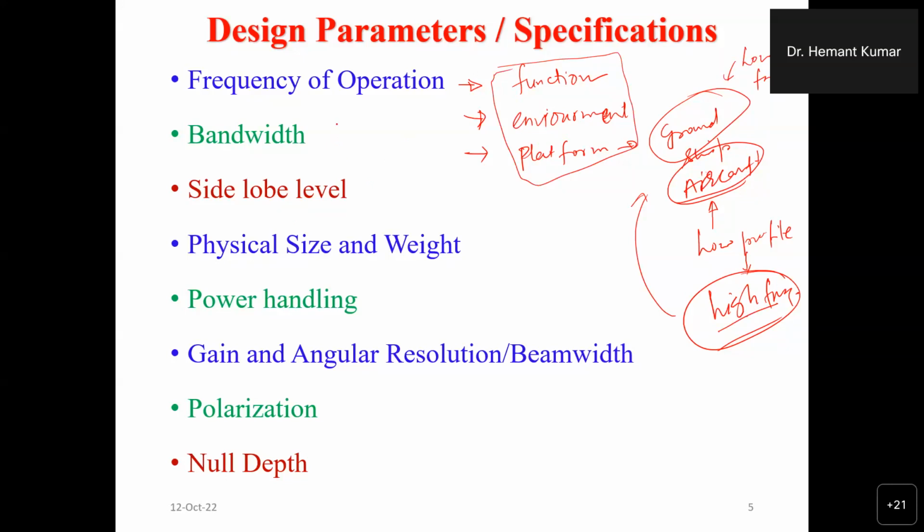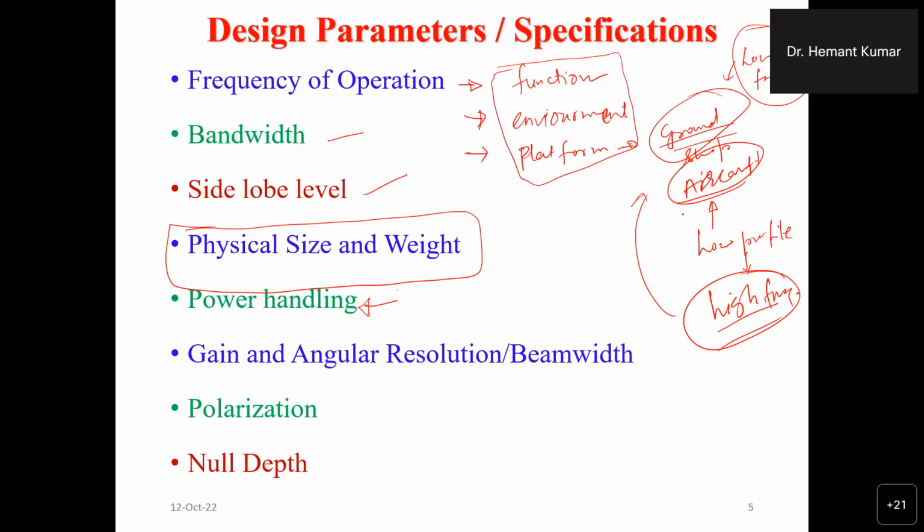Similarly, there are other constraints, like bandwidth, side lobe level, physical size and weight. Physical size and weight actually depend directly on your requirement. Suppose you are designing for a ground-based application, we will have more space. We can easily work on low frequency. Low frequency means more size, and more size means weight will also be more, but the advantage of more size is you can transmit more power. So power handling depends directly on the size of the antenna. If the size is more, you can transmit more power.